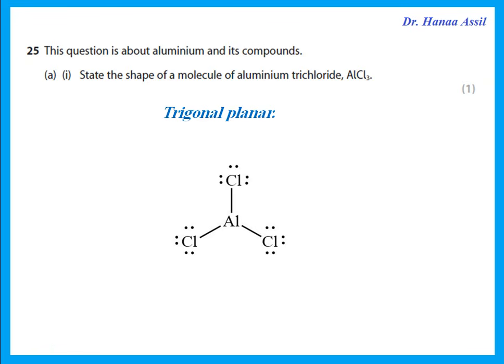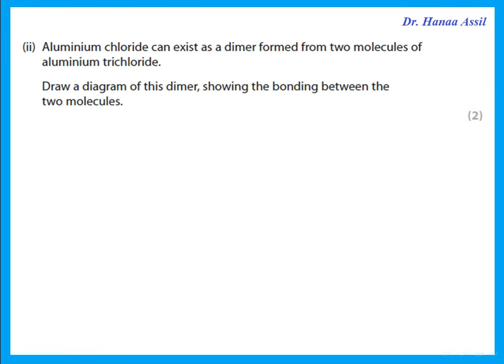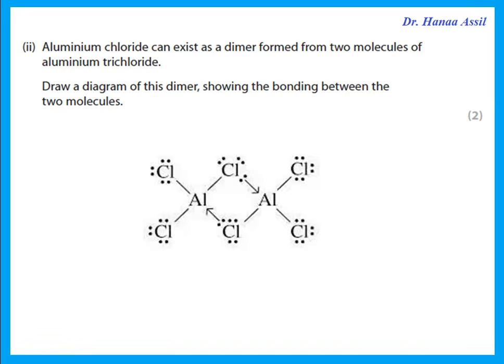Okay, he wants the shape of the molecule. This is trigonal planar. Aluminium chloride can exist as a dimer formed from 2 molecules of aluminium trichloride. Draw 2 molecules of this dimer showing the bonding between the 2 molecules. Remember, we said aluminium chloride will dimerize.